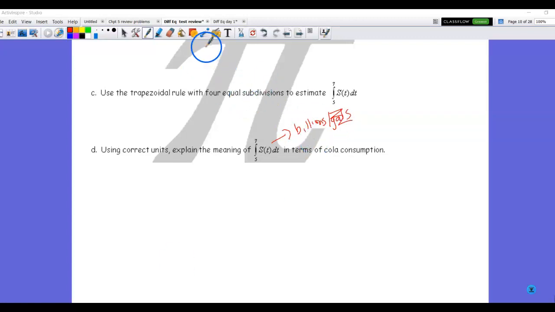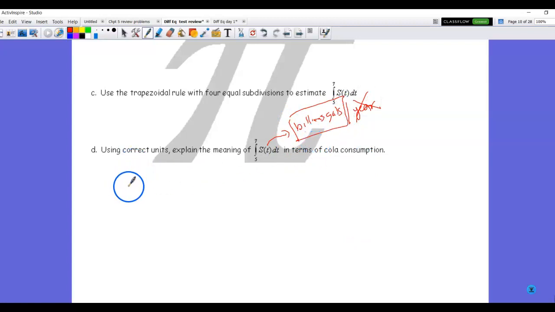Okay, let me redo that. That made no sense whatsoever. I think I said one thing and wrote something different, which is, as you know, par for the course. So S of t, let's try that again, is in billions of gallons per year. Okay, I'm back in the land of the living. So when we integrate a rate, we lose the rate, and we're going to lose the years, which means we're going to have billions of gallons of cola.